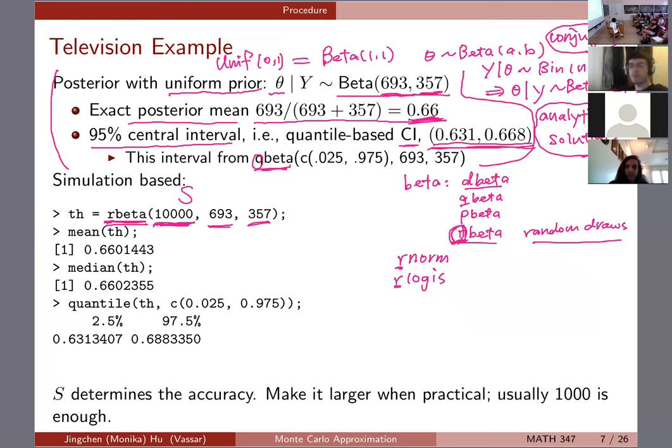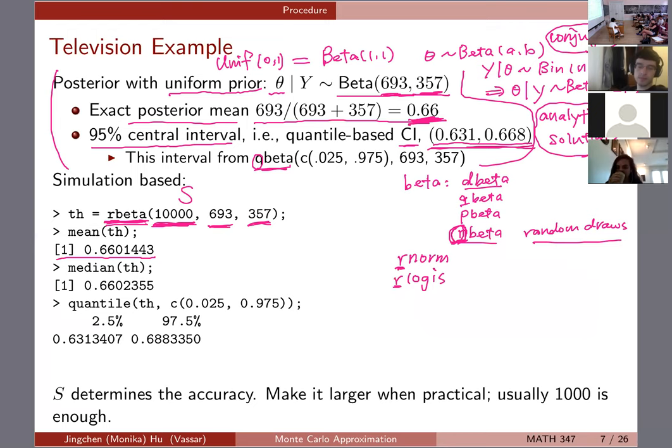So in the software R, people have written packages that can make random draws from a lot of known distributions already. So this is what we're utilizing. R norm is taking random draws of the normal distribution, and R logis is taking random draws of the logistic distribution. So here we're doing R beta, okay? All right, so in this demonstration, I did 1,000 draws from this beta distribution, and these are the two hyperparameters. I'm summarizing the sample mean, 0.660143, pretty close, as you can see, to the exact posterior.